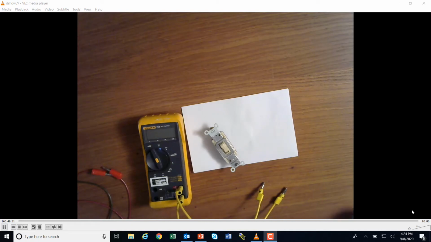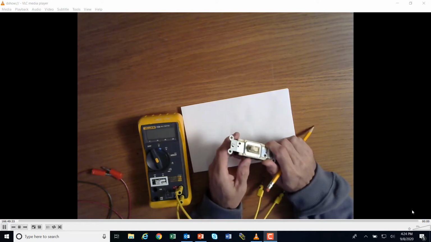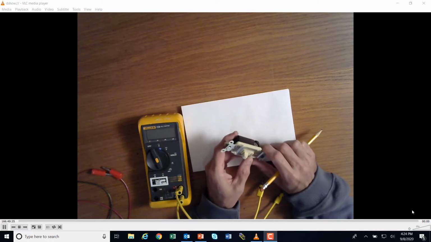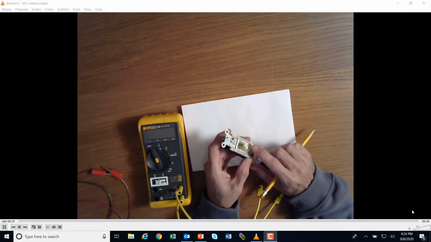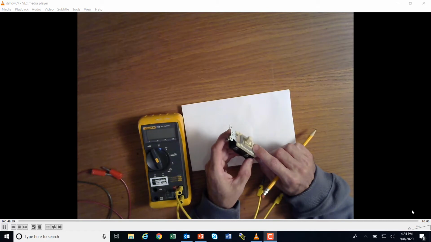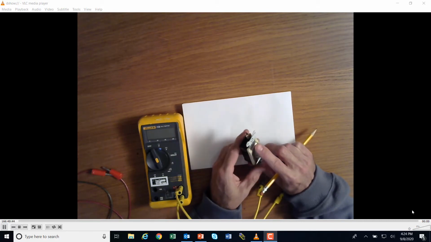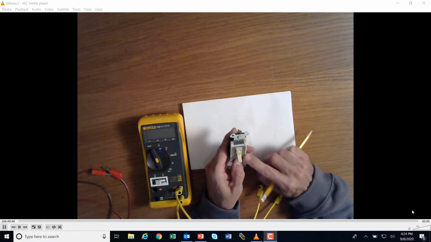Okay, what we're going to do is take a look at a three-way switch right here. Now, we're using industrial controls, so we're not necessarily going to be using this, but what we're going to talk about is the different switch types and how to use your multimeter to create a truth table to figure out what they are.